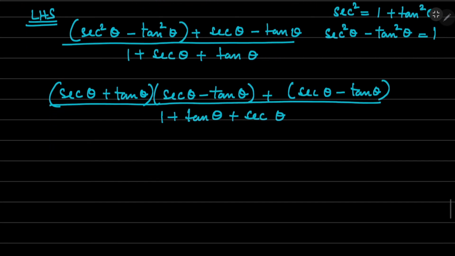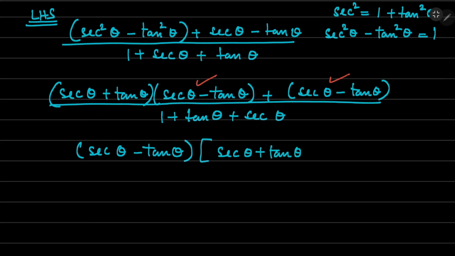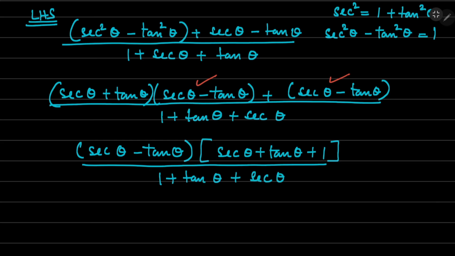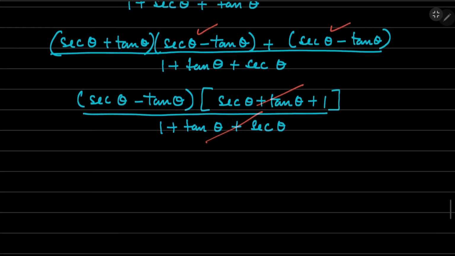So what can you take out as common? You can take secant theta minus tan theta out common, isn't it? So this term you can take out common. What is left inside is just secant theta plus tan theta plus 1, whole divided by, in the denominator, you have got 1 plus tan theta plus secant theta. So these two terms are the same, they get cancelled. So what is left here?